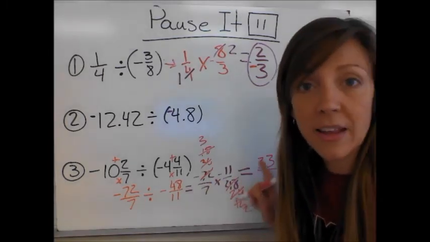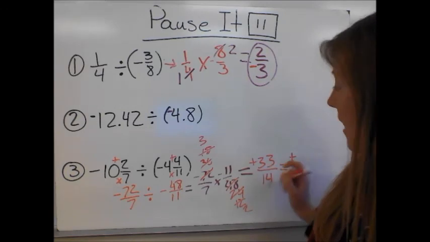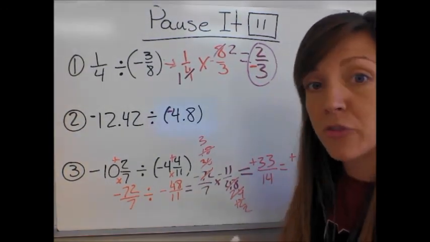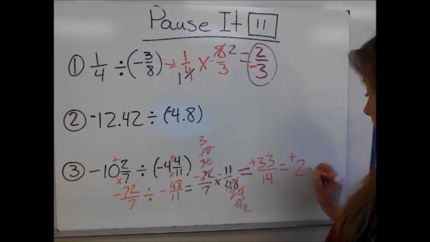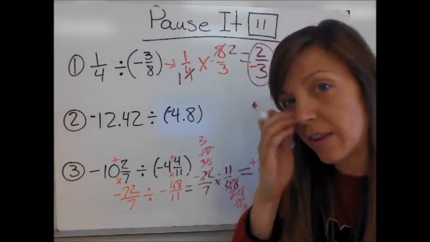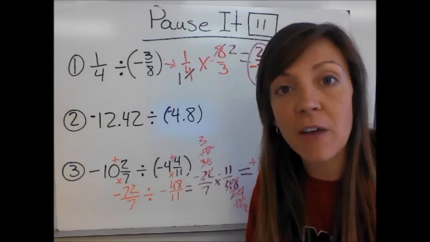A negative times a negative is a positive, so I know my answer is going to be a positive. And 33 by 14 is going to be 2. That's 28. Now, 28 from 33 is 5, so I'll have 5 left over. 2 and 5 14ths.